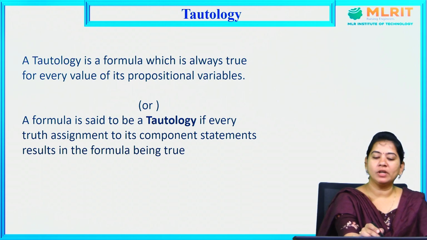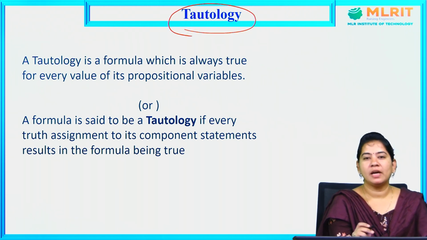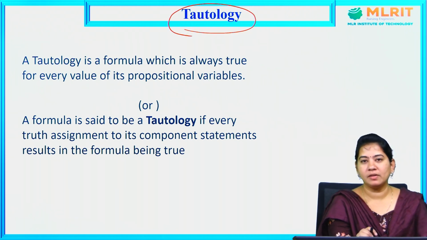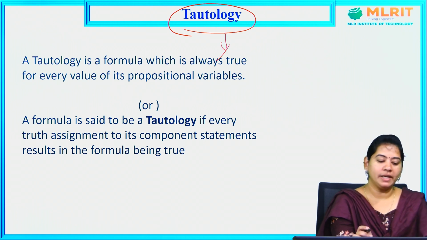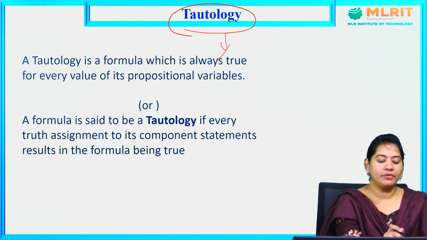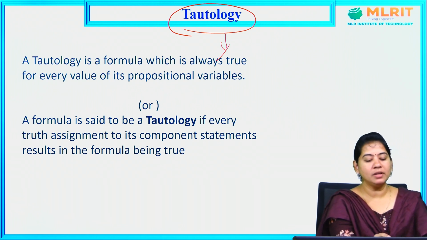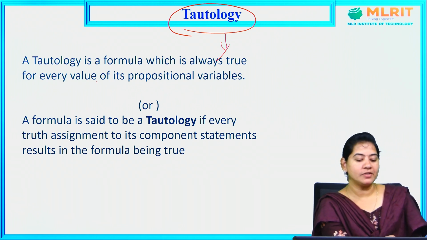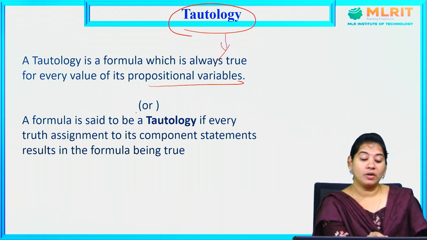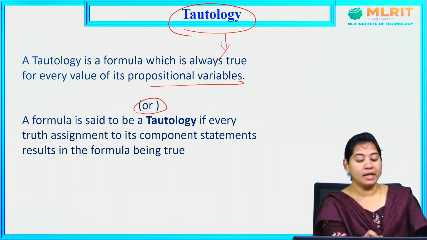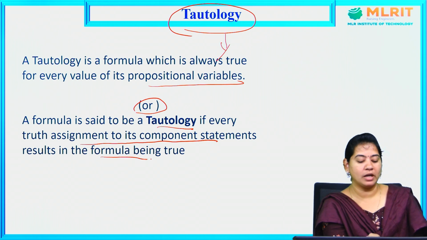So basically, what is meant by tautology? As we have already seen all the 5 connectors, from these 5 connectors only we are going to discuss tautology, contradiction and contingency. The definition of a tautology is: a tautology is a formula which is always true for every value of its propositional variables. We also have another definition: a formula is said to be a tautology if every truth assignment to its component statements results in the formula being true.